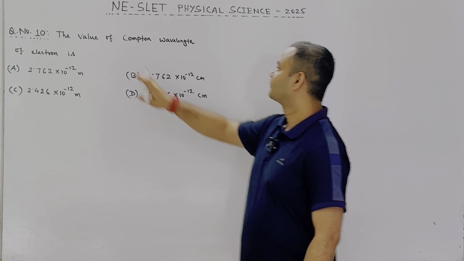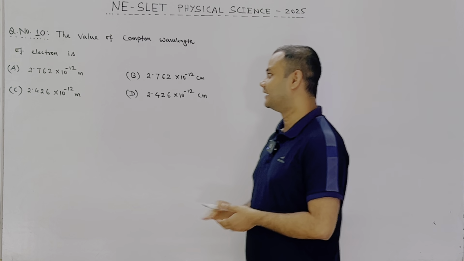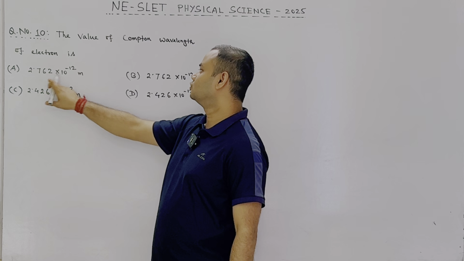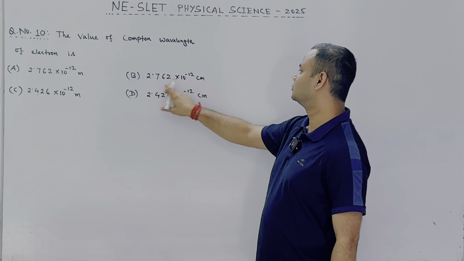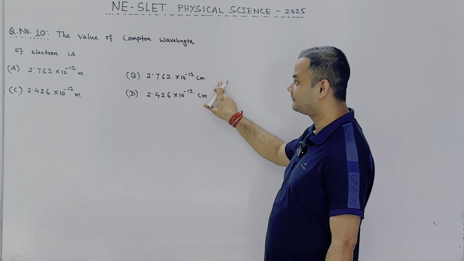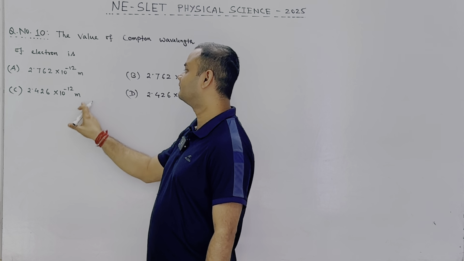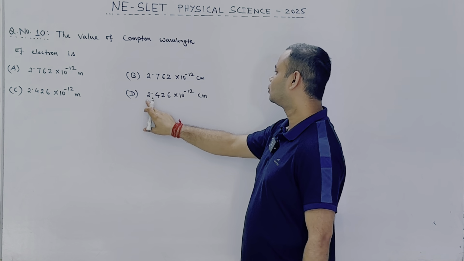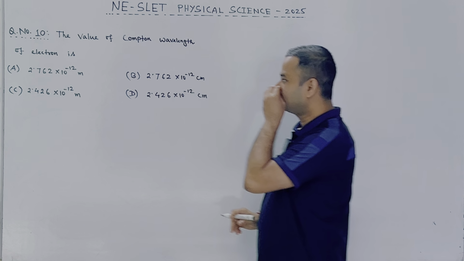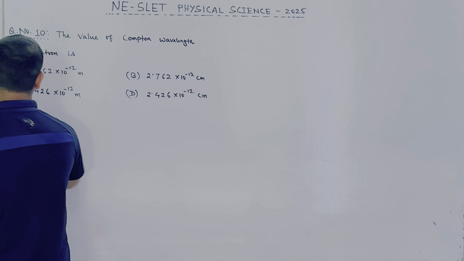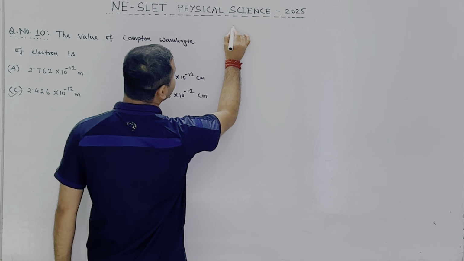Question number 1. The value of Compton wavelength of electron is option A 2.762 into 10 to the power minus 12 meter, option B 2.762 into 10 to the power minus 12 centimeter, option C 2.426 into 10 to the power minus 12 meter, and option D 2.426 into 10 to the power minus 12 centimeter. So here the correct answer is option C. Now let me explain how option C is the correct answer.